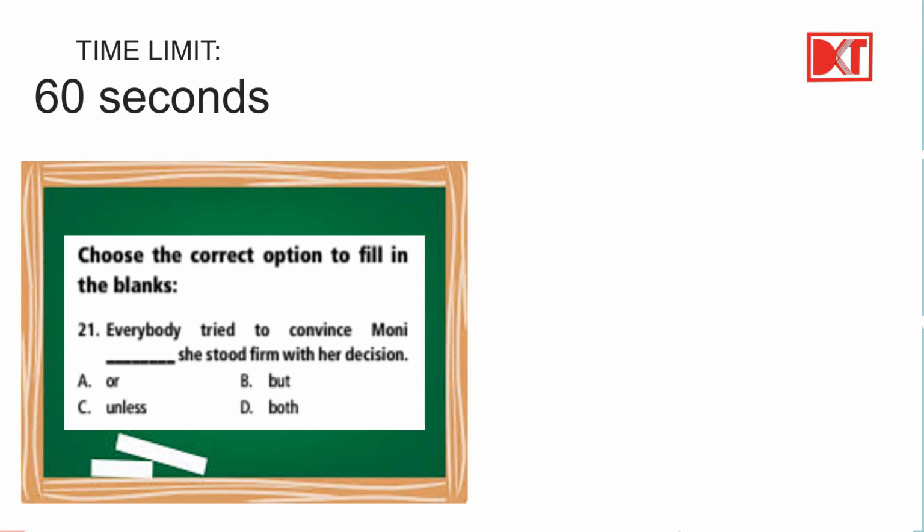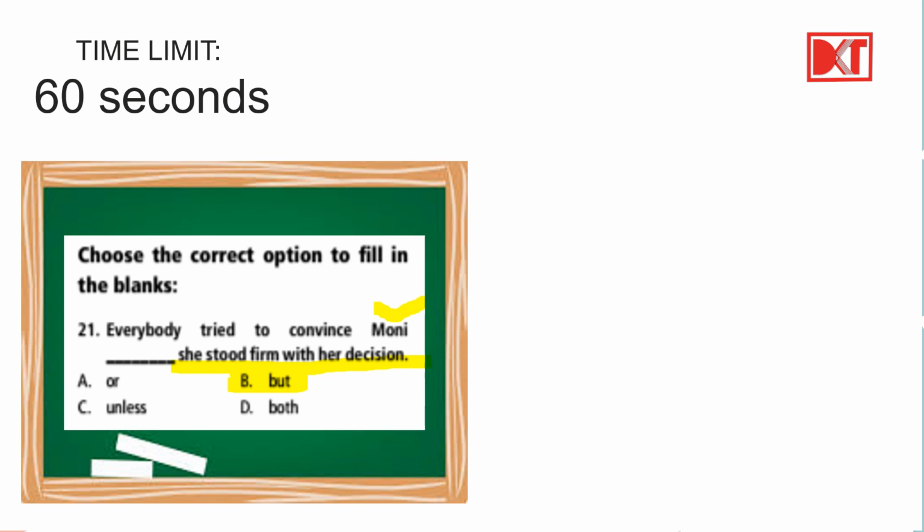Alright, here choose the correct option to fill in the blanks. Everybody tried to convince Moni, dash, she stood firm with her decision. Or she stood firm, but she stood firm, unless she stood firm, or both she stood firm. Here the correct answer is but she stood firm with her decision. Why but? Because we have two contrasting statements. First, that everybody tried to convince Moni, but in contrast, what happened? She stood firm with her decision.